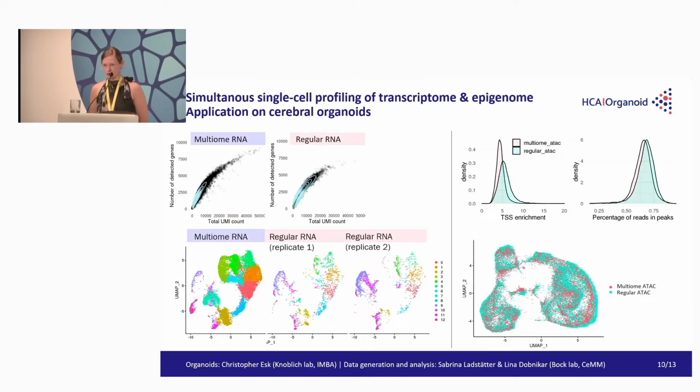Also here we had the chance to get our hands on the multiome approach very early, so we were able to compare the multiome approach to the standalone RNA-seq and ATAC-seq data. Here you see an example of QC plots for cerebral organoids, and overall the number of detected genes and the clustering is very similar between those two approaches. And also for the ATAC-seq we got, after integrative analysis, very good overlap.